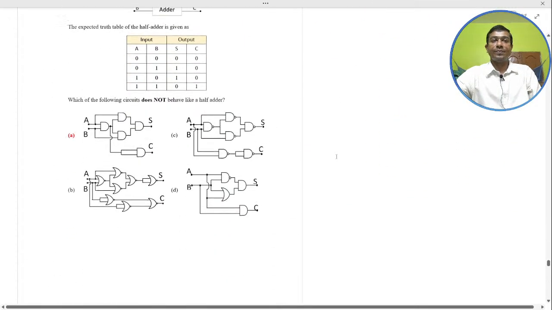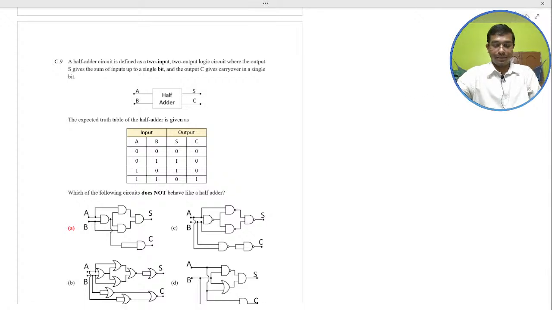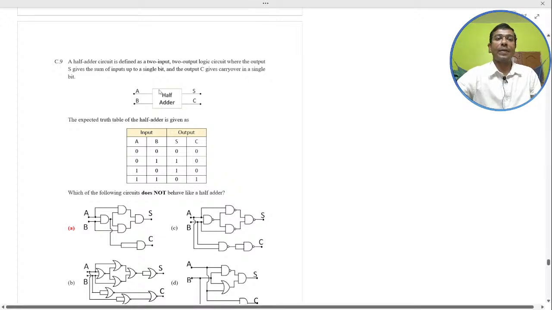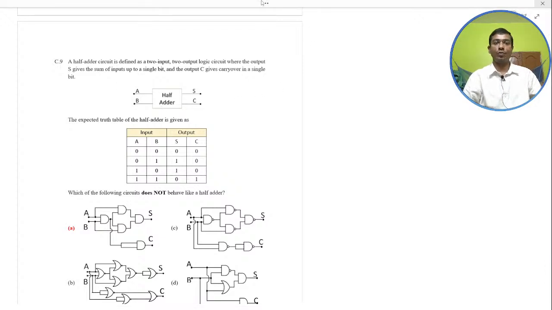Next question. Question number 9. A half-adder circuit is defined as a two input, two output logic circuit where the output S gives the sum of input up to a single bit and the output C gives the carryover of a single bit. The truth table of the half-adder is given. Which one of the following circuits doesn't behave like a half-adder?